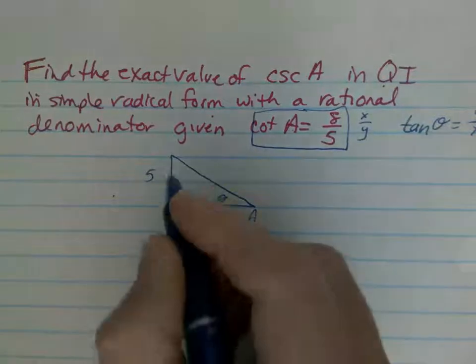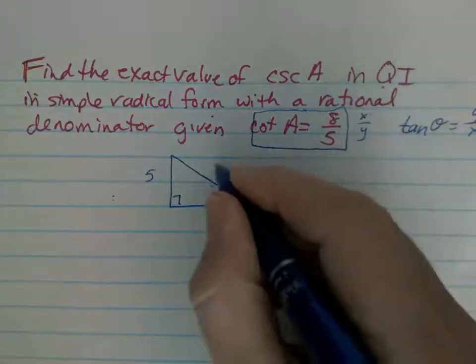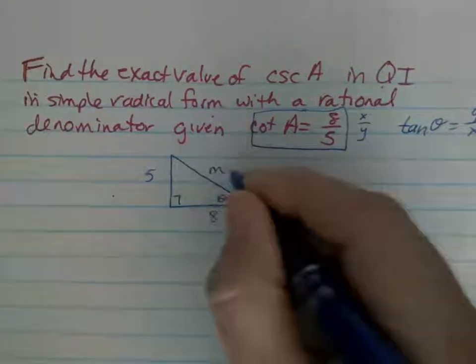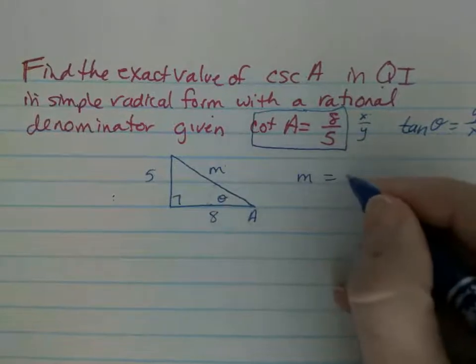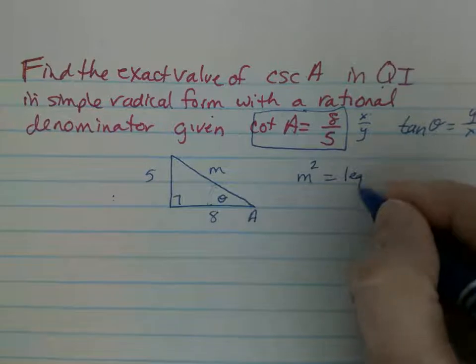We want to find our hypotenuse. Okay, so we're just going to use our Pythagorean theorem. So let's say that I just call this, I don't know, I'll just call it M for now. So M is going to equal, I'll do this one out. M squared equals leg squared plus leg squared.